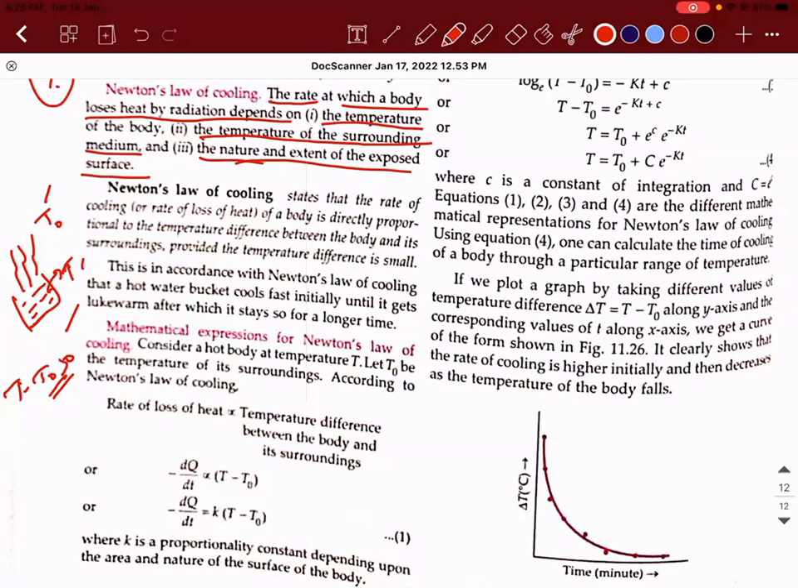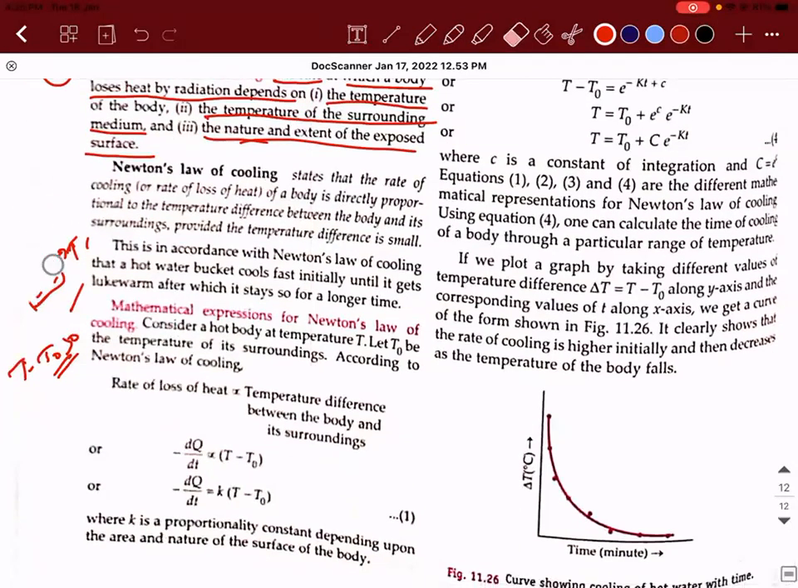We'll be deriving it, don't worry about it. But I'm trying to say the rate at which, for every second, the amount of heat that is getting released will decrease exponentially. That's what the law says. So I want everybody to please make a note of the statement. Write it down. Newton's law of cooling states that the rate of cooling, or the rate of loss of heat of an object, is directly proportional to the temperature difference existing between the object and the surrounding, provided the temperature difference is small.